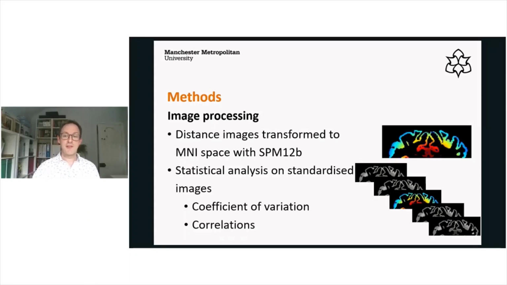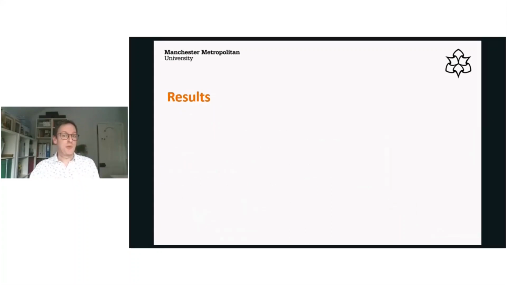And having everything in a standardized space means that we can do group statistics on everybody's image all in one go. In this presentation, I'm only going to talk about the coefficient of variation and some correlations. Okay, so what do we find? Well, one thing we would look for in our group data is whether the group data matches what we expect a cortex to look like.